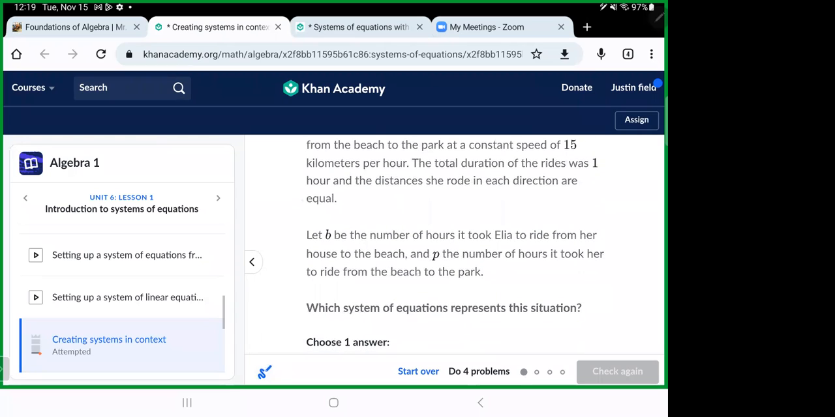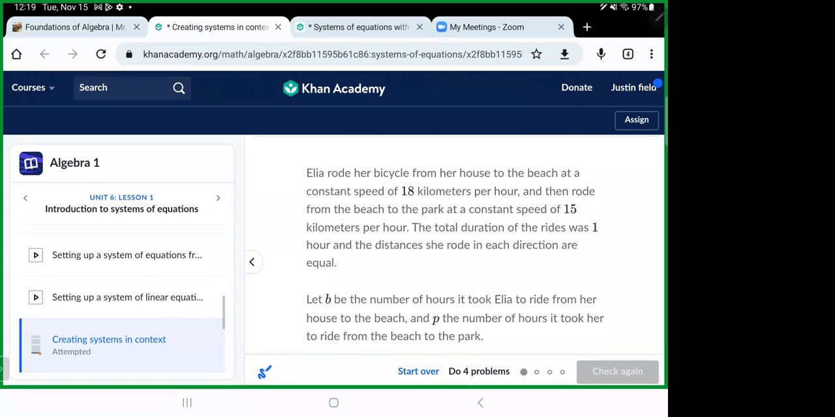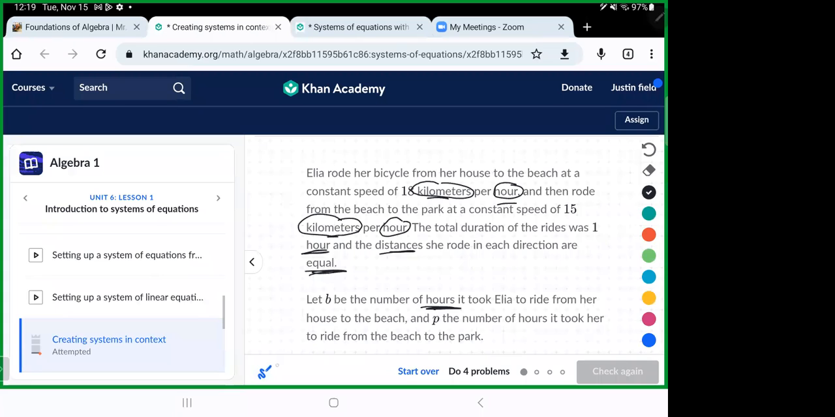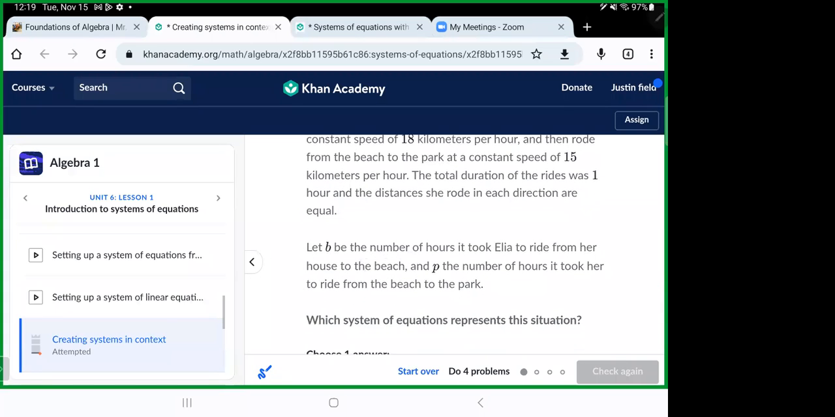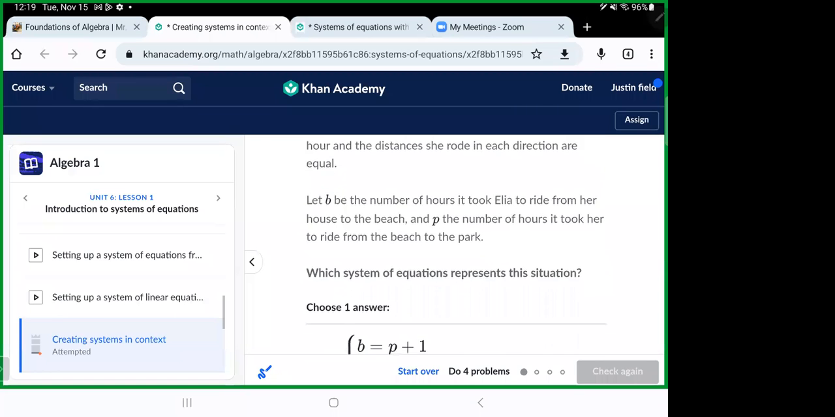So let's read this. Aaliyah rode her bicycle from her house to the beach at a constant speed of 18 kilometers per hour and then rode from the beach to the park at a constant speed of 15 kilometers per hour. The total duration of the rides was 1 hour and the distances she rode in each direction was equal. Okay. Let B be the number of hours it took Aaliyah to ride from her house to the beach, and P be the number of hours it took her to ride from the beach to the park. Which system of equations represents this situation?